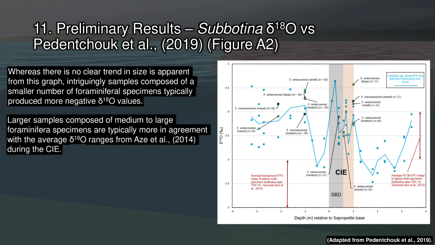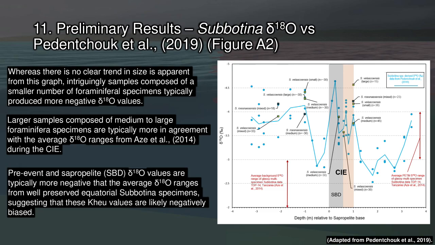Larger samples composed of medium to large foraminifera specimens are typically more in agreement with the pristine records seen for this event. We can see here that some of these larger samples, of approximately 40 and 30 specimens, plot within the range that we would expect to see, and this is an upper range because these pristine records are from an equatorial site.